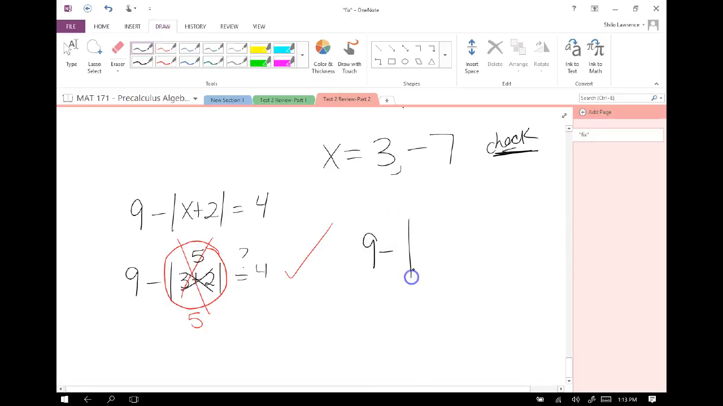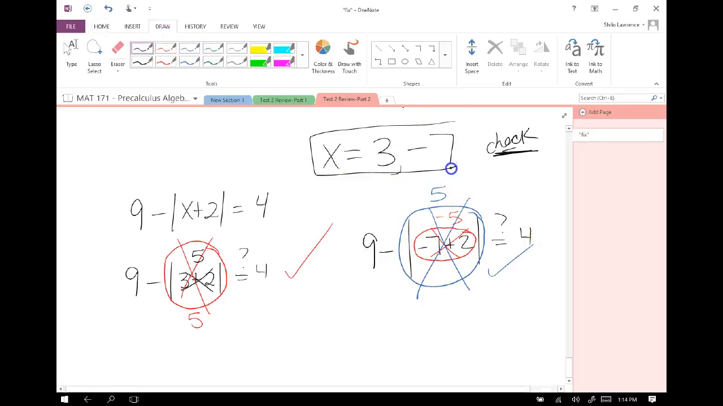9 minus absolute value of negative 7 plus 2 equals 4. So negative 7 plus 2 is negative 5. The absolute value of negative 5 is positive 5. 9 minus 5 is 4. Yep, so they both work. This one doesn't have anything crazy going on. So you should check these absolute value problems just to be safe.